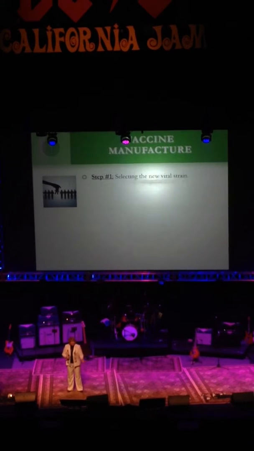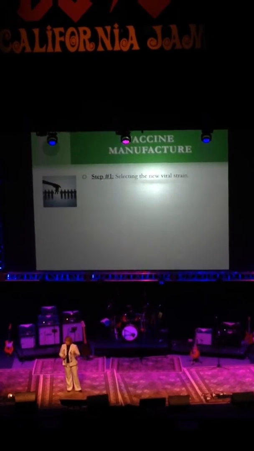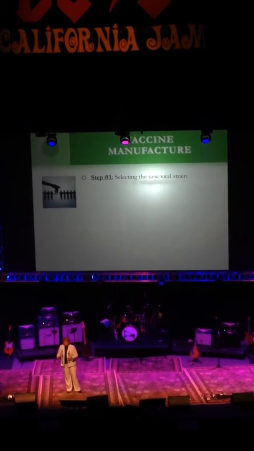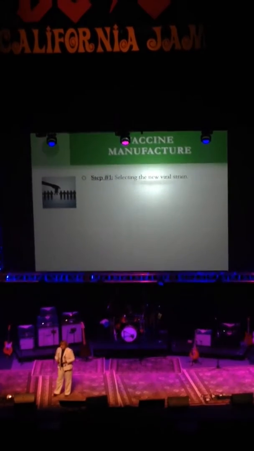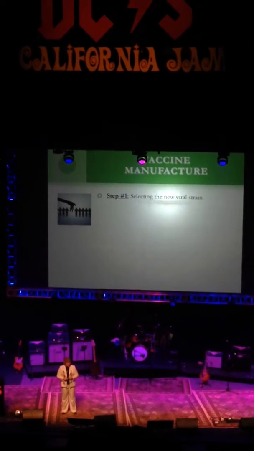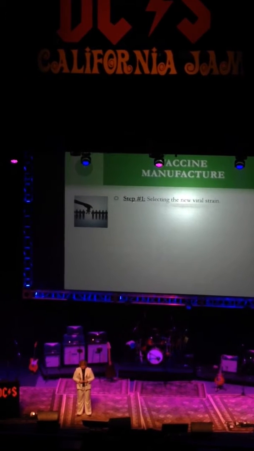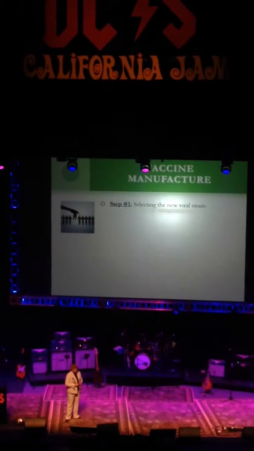Structure of vaccines: they start with selecting a new viral strain every year. Every year they have to come out with a new flu shot. There are 2 strains of influenza A and 1 strain of influenza B. So they have to pick these strains from somewhere, and it's a very scientific process. They picked the 3 strains that were most common causing flu in Southeast Asia last year. That's how scientific it is.